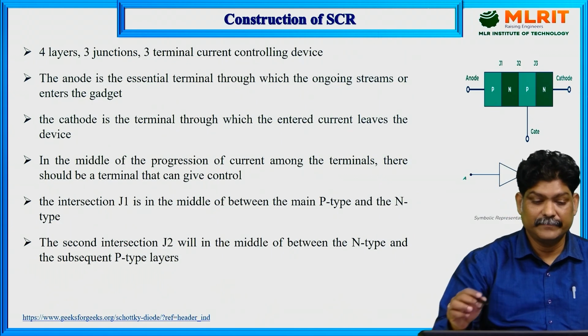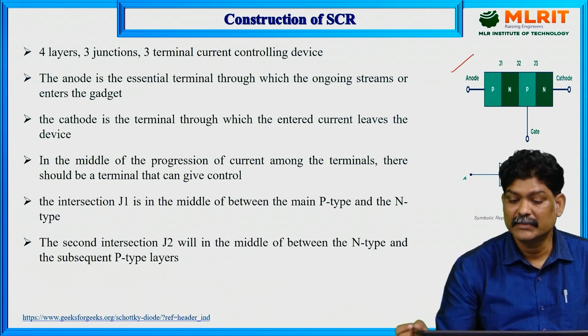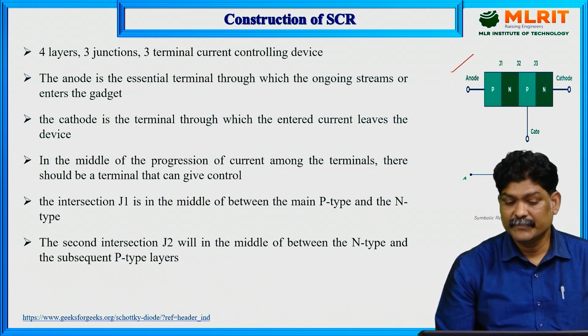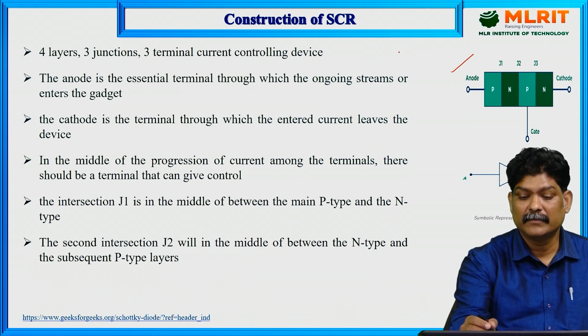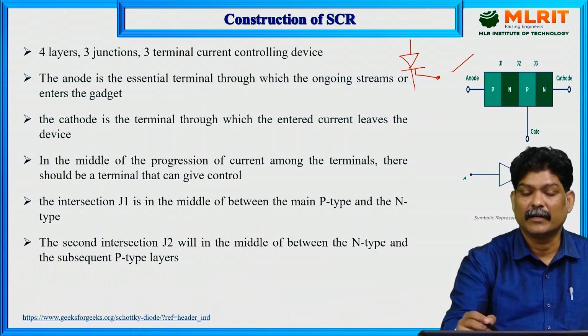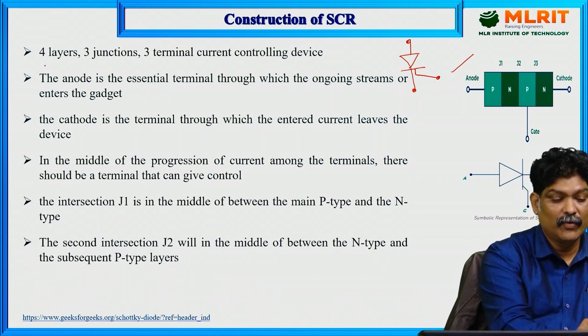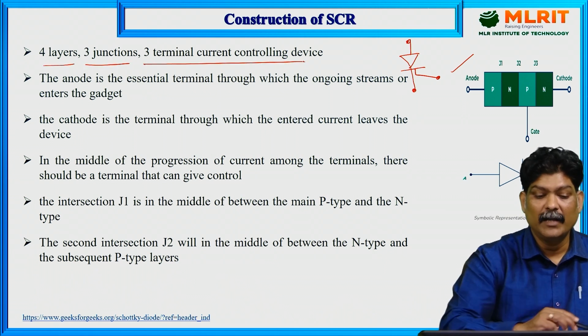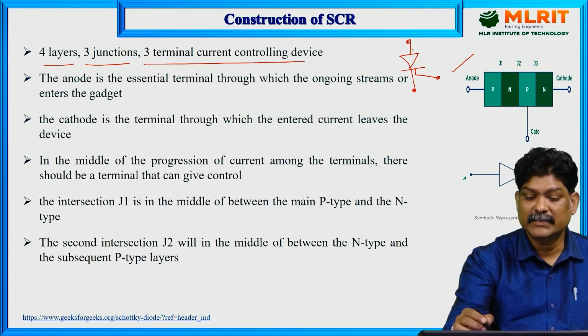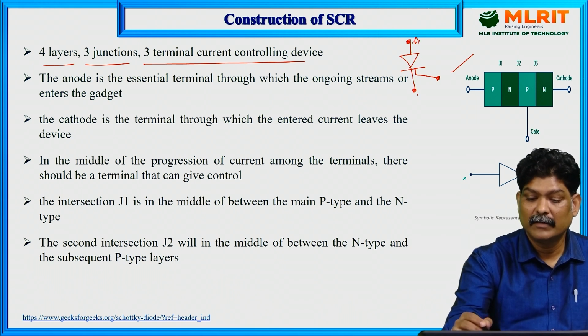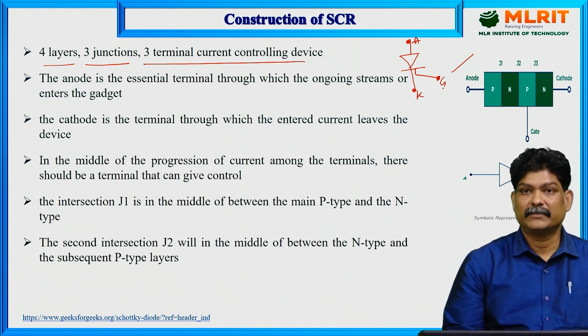Construction of SCR. You can observe here the construction of the SCR and its symbol. It is like a normal PN junction diode, and to this there is another terminal. It is a 3-terminal, 4-layer device: 4 layers, 3 junctions, a 3-terminal current control device. In the symbol we have the anode, the cathode, and the gate terminal, so 3 terminals.